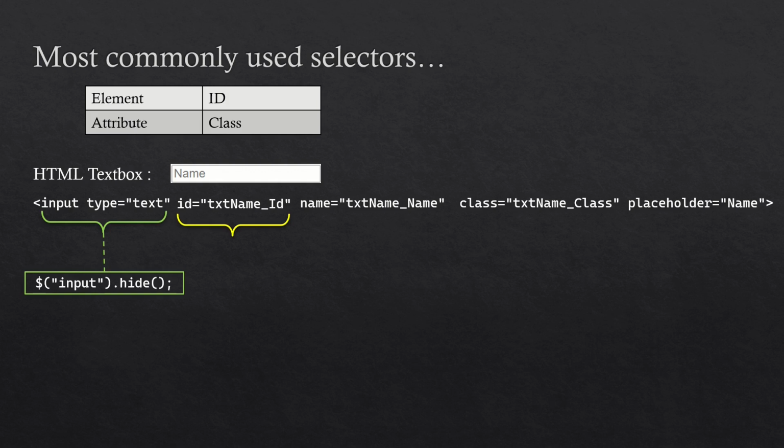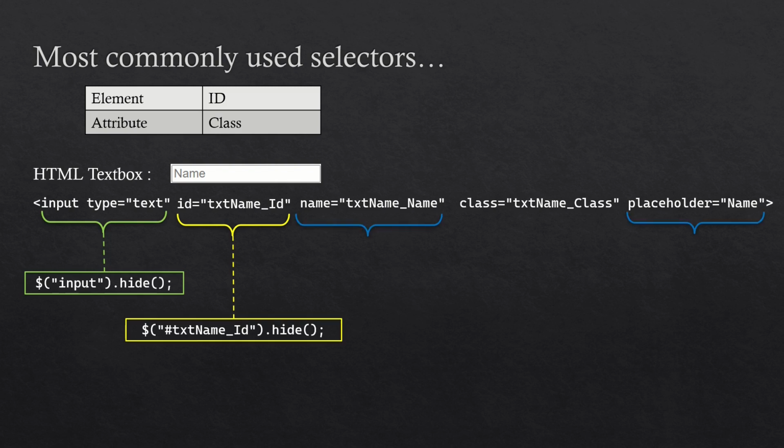To use the ID as a selector, we need to write the ID attribute value in the place of the selector. Here we have to add the hash symbol before the ID so that jQuery can recognize the element by checking the ID attribute value.